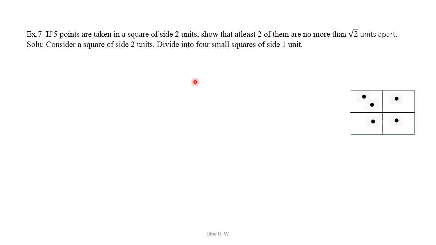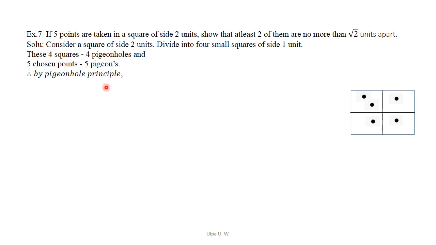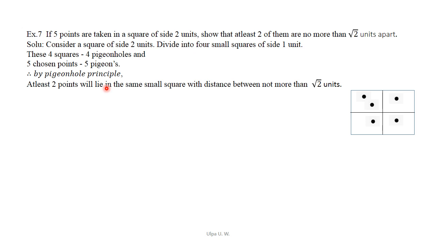So putting it in verbal form, I take the square, divide it into 4 smaller squares of side 1 unit each, and I take those 4 smaller squares as 4 pigeonholes and the 5 points to be placed as the 5 pigeons. So the number of pigeons is more than the pigeonholes, and therefore by pigeonhole principle at least 2 points are going to come to the same small square, and the highest distance possible between them is the length of a diagonal, which turns out to be root 2 units.